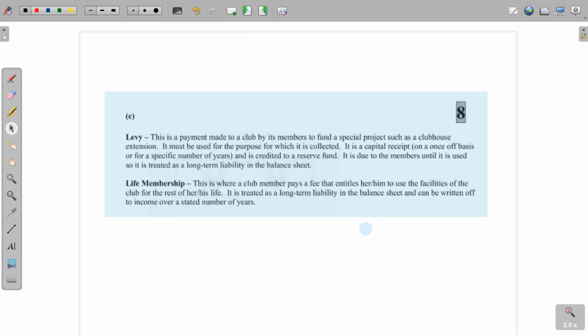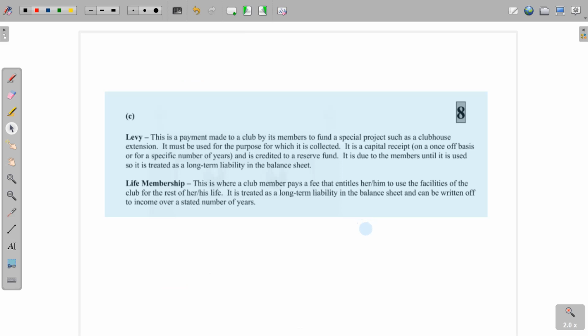So a levy is a payment made to a club, to its members, to fund a special project such as a clubhouse extension. So the most important thing is that we allude to it being a special project. It must be used for the purpose for which it is collected, so in some way similar to a grant. It is a capital receipt, a once-off basis for a specific number of years, and is credited to a reserve fund. That's why it's a liability, it's a reserve.